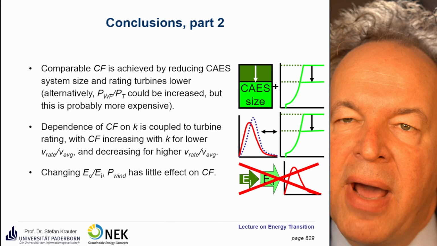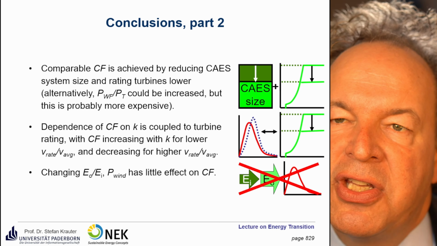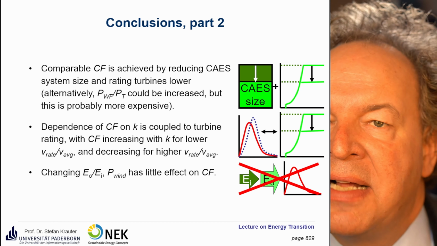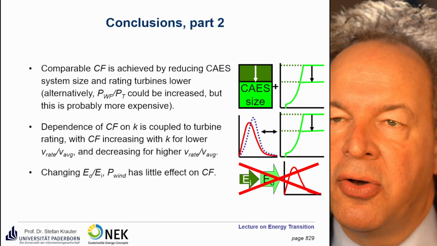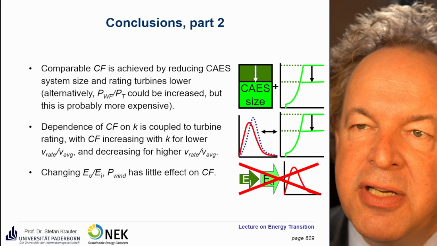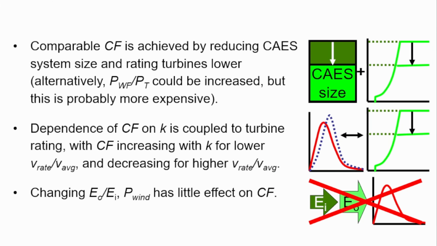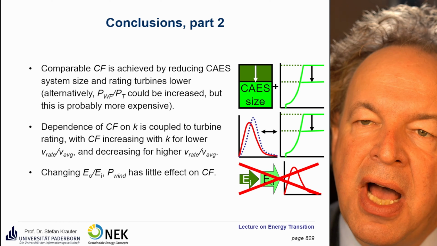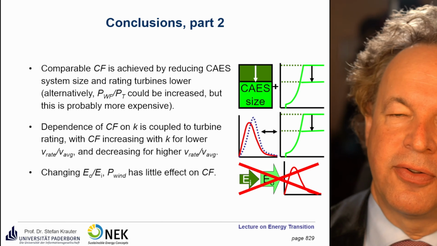Part 2, we have comparable capacity factor by reducing the size of the storage system and rating the turbines lower. So we have to spend more money on the turbines because we derate them. There is a dependence of the capacity factor on the shape factor K, which is coupled to the turbine rating, with capacity factor increasing with K for lower V rated divided by V average and decreasing for higher V rated divided by V average. And changing the energy of the wind power has little effect on the capacity factor.